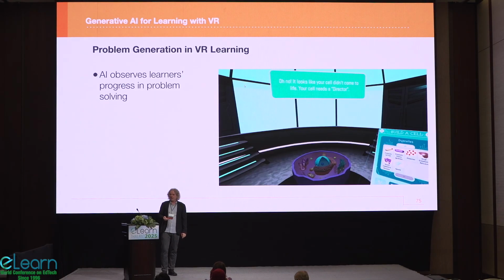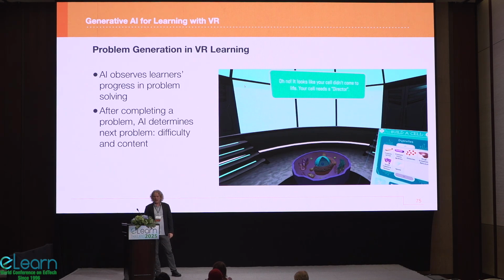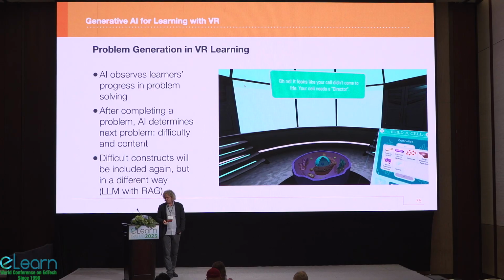We have, in our VR learning environments, the AI can observe your progress in problem solving, and after completing a problem, it could give you a new problem. And I don't mean a text problem. I mean a new visual problem in VR to say, hey, you just built a cell. Can you build another cell that has these other types of parameters, this other problem that you need to solve? Right? That's what I'm thinking about when I'm thinking about personalization. Difficult constructs will be included again. In other words, what you weren't able to do previously, we're now giving you again, and we're adding something new to it. And again, that requires retrieval augmentation.